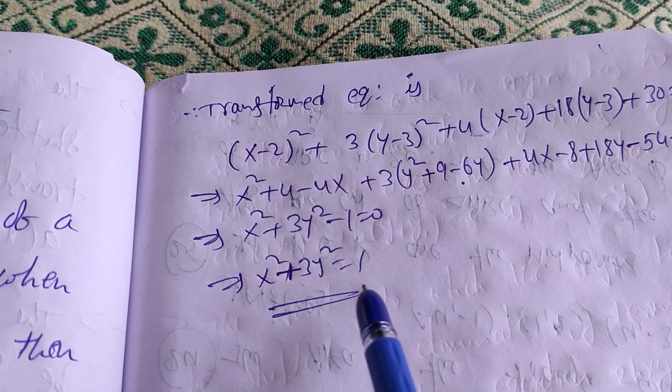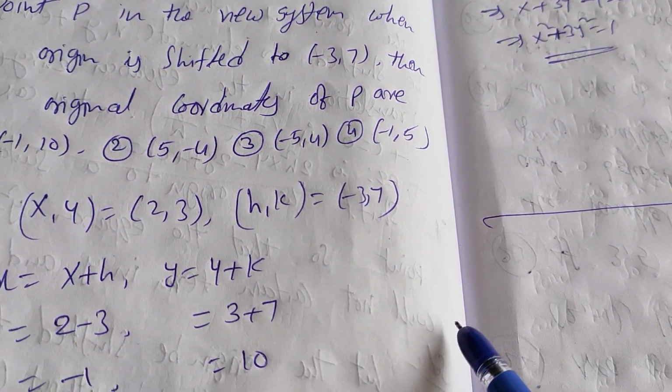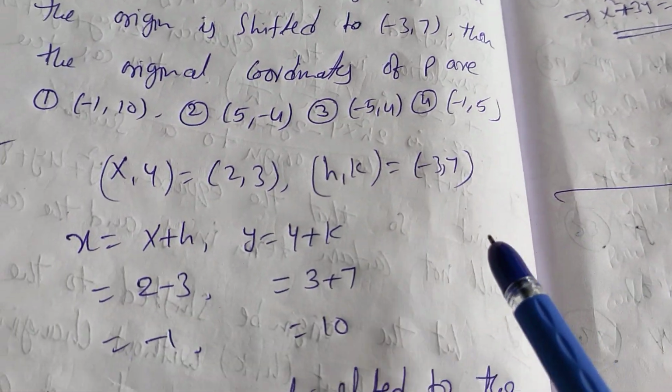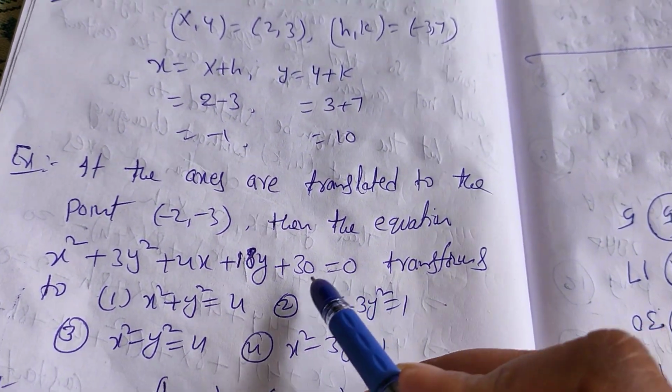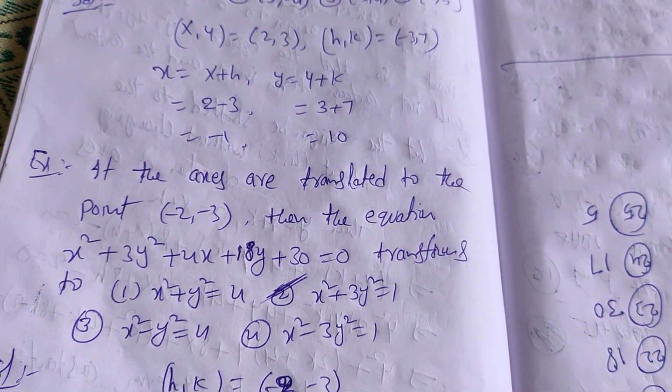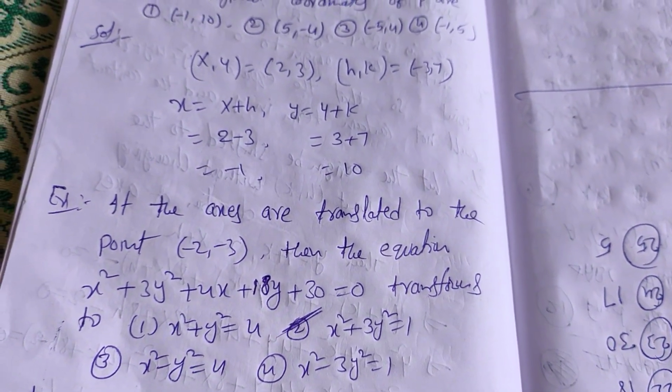That means X square plus 3Y square is equal to 1. So X square plus 3Y square is equal to 1 is their option. Once you check it out, yes, X square plus 3Y square is equal to 1, that is the second option. So the remaining problems we will continue in the next class.